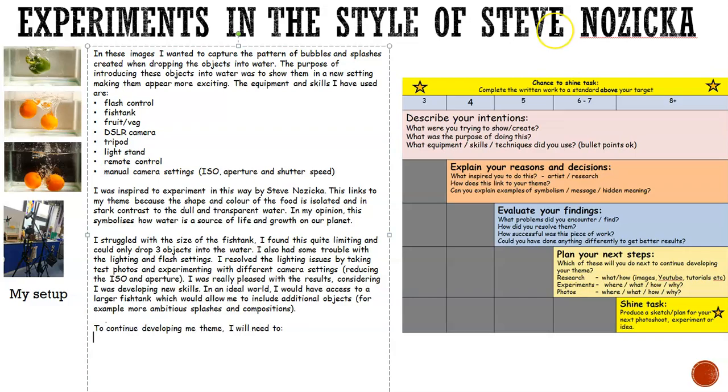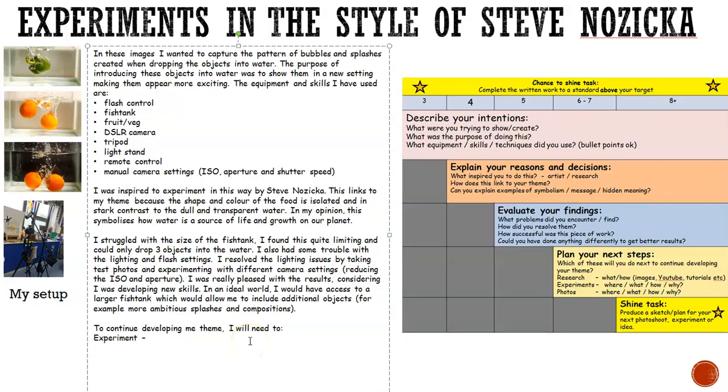Okay, so I started with, to continue developing my theme, I will need to. So to begin this paragraph, I've written to continue developing my theme, I will need to, and I'm going to write this as 2 numbered points so that it's really clear that these are things I'm going to do in the future and the order in which I'm going to do them. So, first one, experiment.